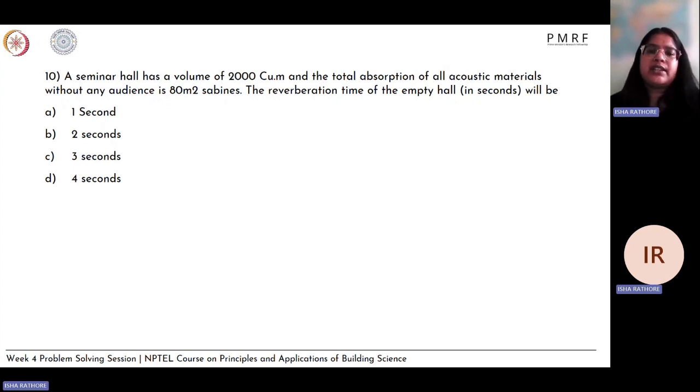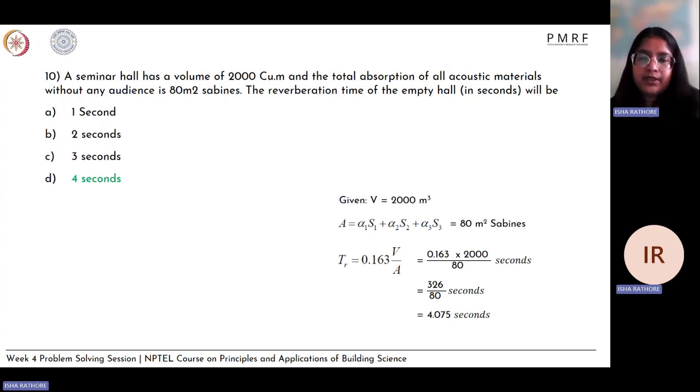Okay, so we look up the reverberation time equation, or the Sabine equation. We are given the volume of the seminar hall, and the total absorption of all acoustic materials without any audience, which is 80 square meter Sabins. So our reverberation time is calculated as 0.163 times volume divided by this A value. Solving this equation, we get 4.075 seconds. So D, 4 seconds is the correct answer.